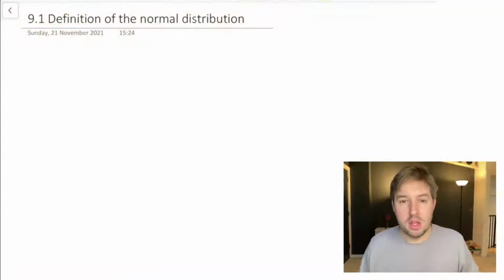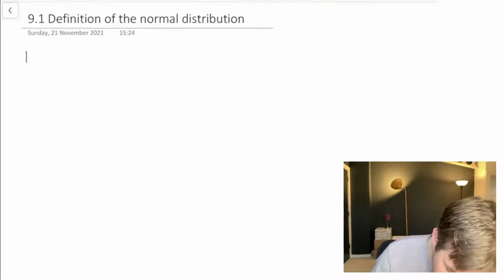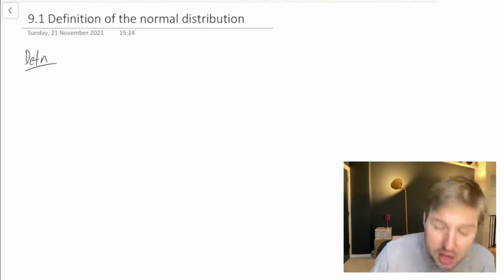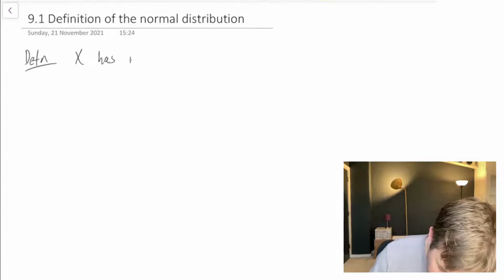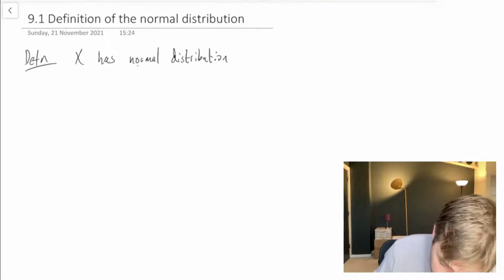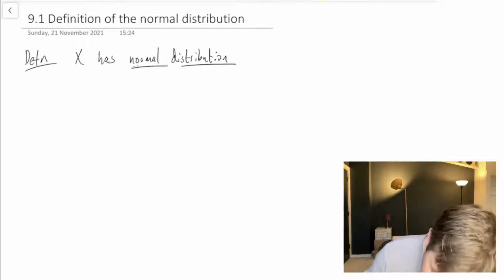it. So before we do anything else, let's start with a definition of the normal distribution. So the normal distribution is a continuous distribution. So in order to define it, we're going to need to write down its PDF. So a continuous random variable x has the normal distribution. The normal distribution is also known as the Gaussian distribution after the mathematician Gauss.